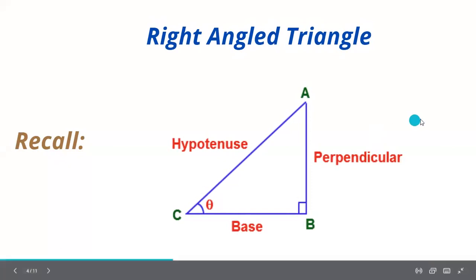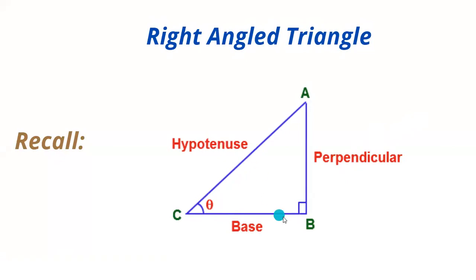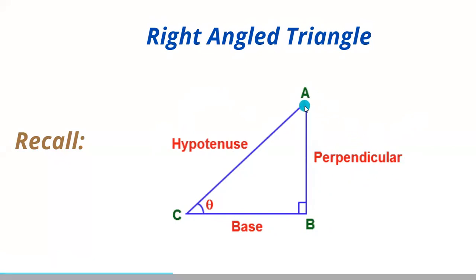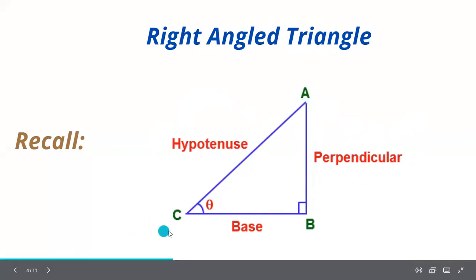So what is a right angled triangle? One of the angles will be 90 degrees, and the side opposite to that will be the longest side of the triangle, which gives your hypotenuse. This will be your base, and this is your perpendicular line. Since it is 90 degrees, the line is called the perpendicular line here. And again, I am reminding you that the longest side of a triangle gives the hypotenuse.